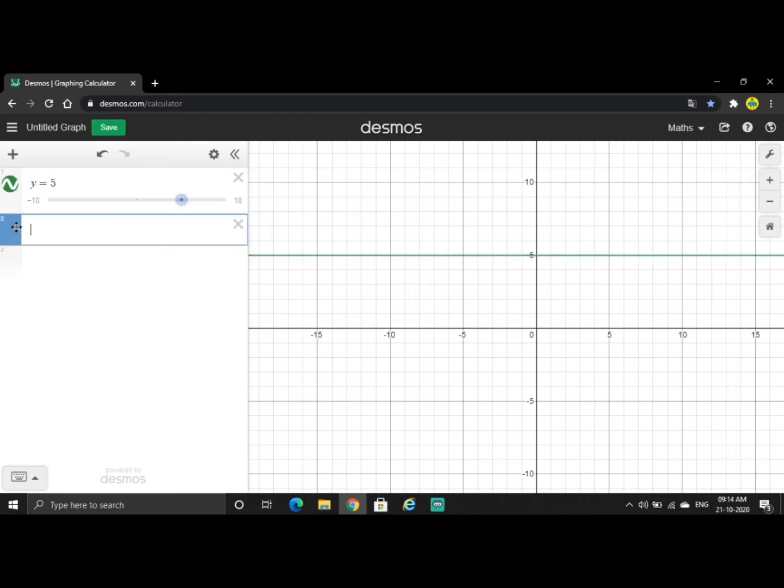Now my next question was: find out all the points whose x coordinate is minus 6. So here we can see that x equals minus 6. So yes, here is x equals minus 6. In fact, this point is minus 6 comma 5. No, this point is minus 6 comma 10. So all the points on this line have the abscissa minus 6.